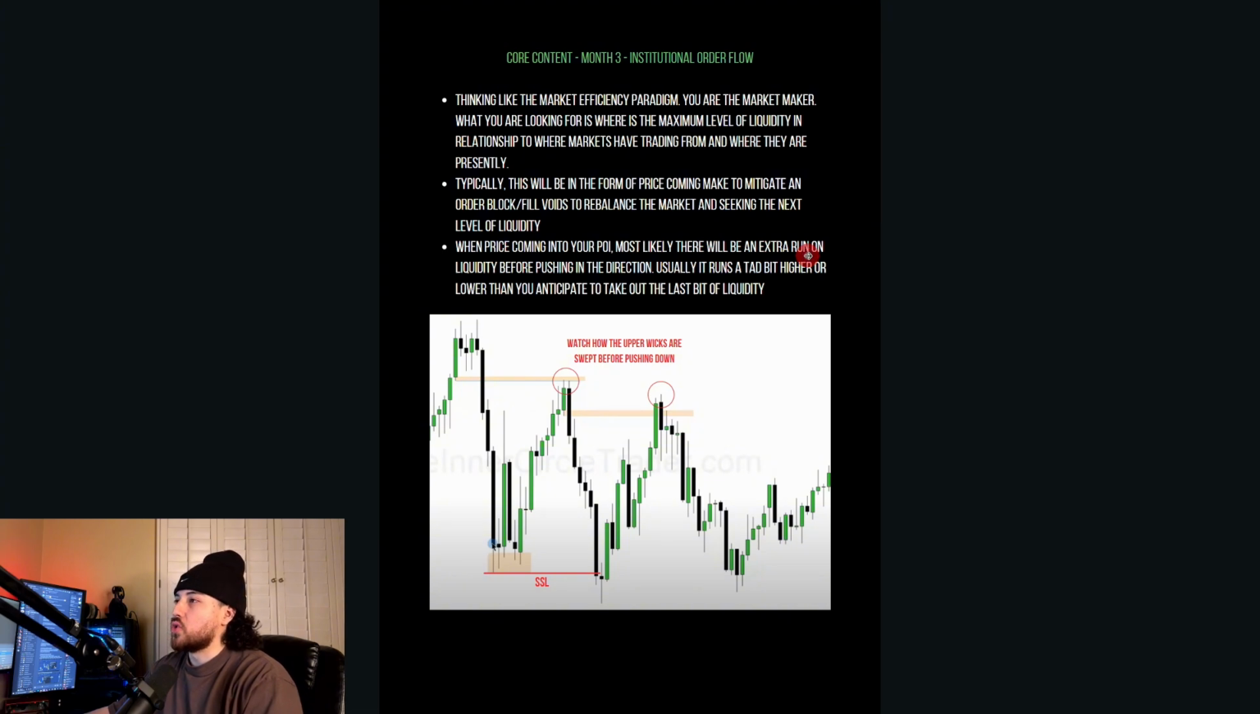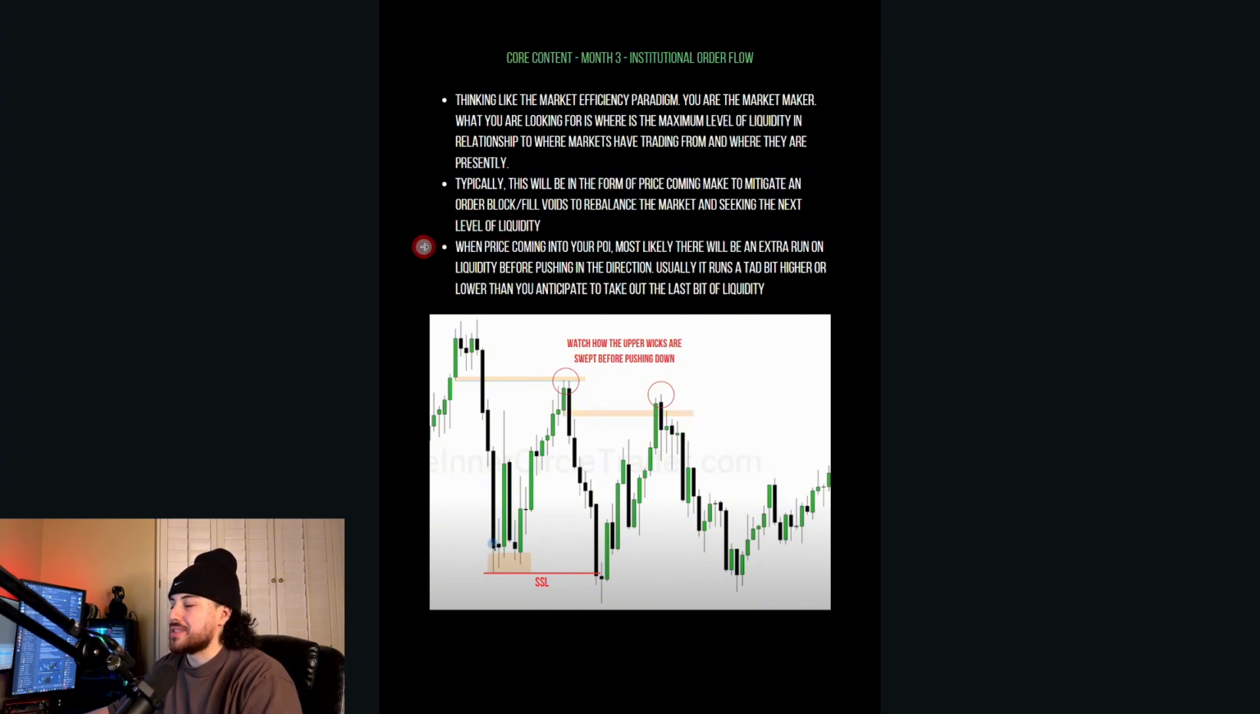Month 3: institutional order flow. Thinking like the market efficiency paradigm, you are the market maker. What you are looking for is where the maximum level of liquidity is in relationship to where markets have traded from and where they are presently. Typically, this will be in the form of price coming to mitigate an order block or fill voids to rebalance the market and seek the next level of liquidity.